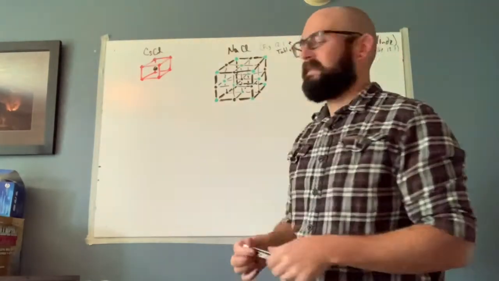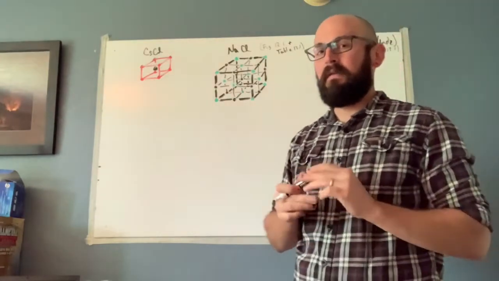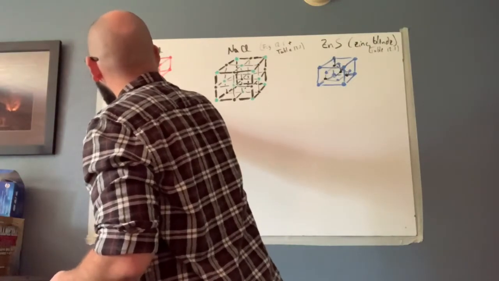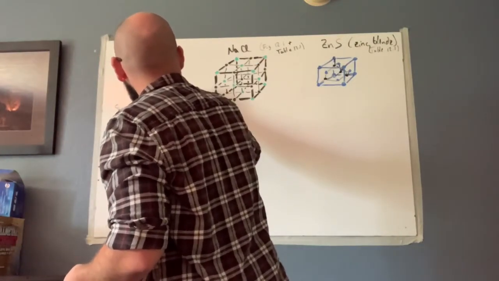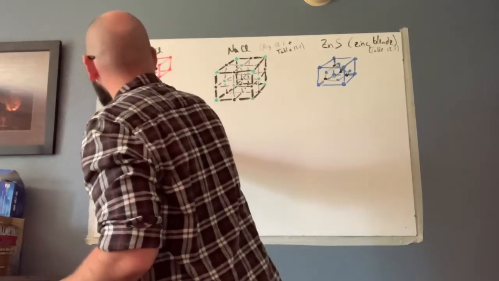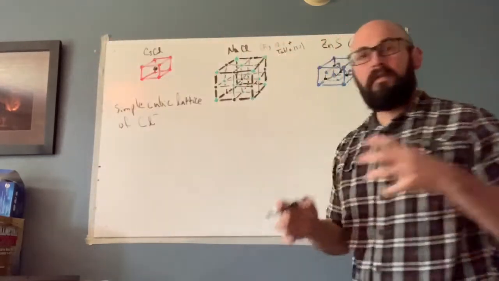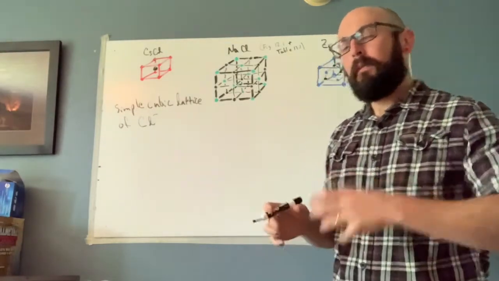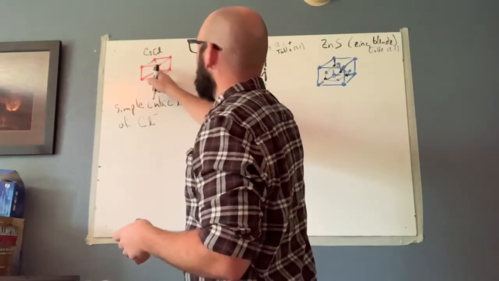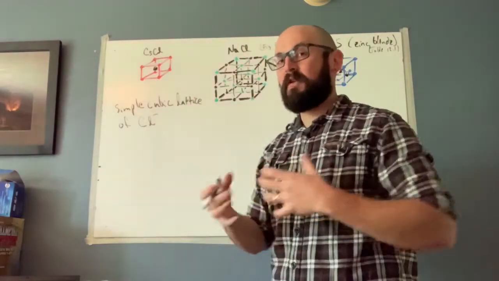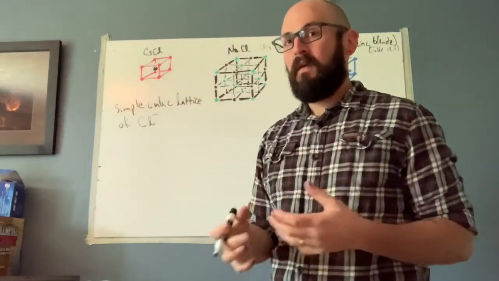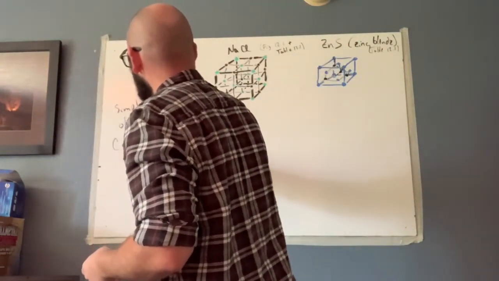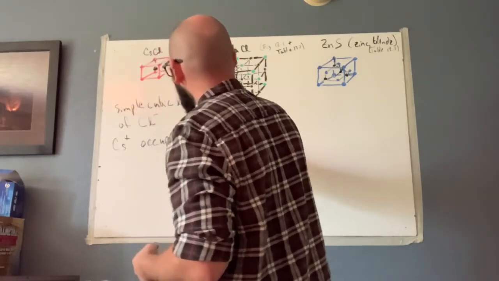We would describe this system as being a simple cubic lattice of chloride ions and the cesium cation occupies the cubic hole. And we define the cubic hole based upon the fact that this is in the center of the cube. So it has a coordination number of 8 for that particular cesium. So cesium plus occupies cubic hole.